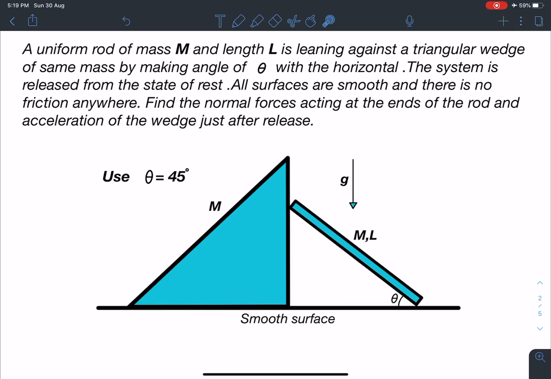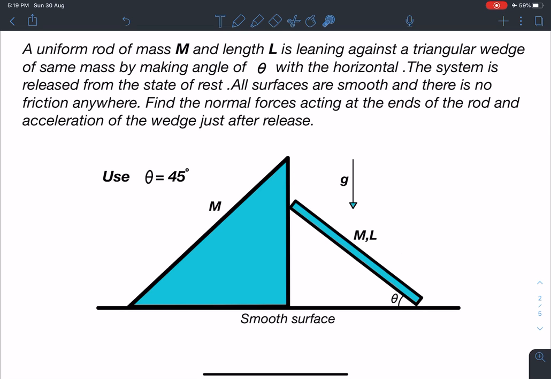Here you can see that the wedge and the rod system is placed on a smooth horizontal surface and released in uniform gravity, and the angle of inclination at the initial instant is given as theta equal to 45. We have to find the normal forces acting on this rod just after release.